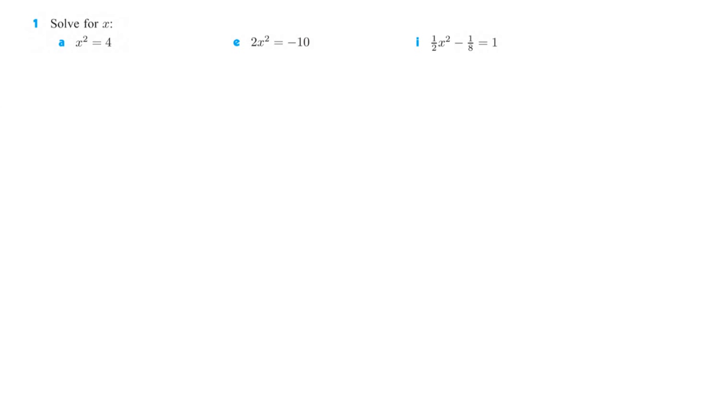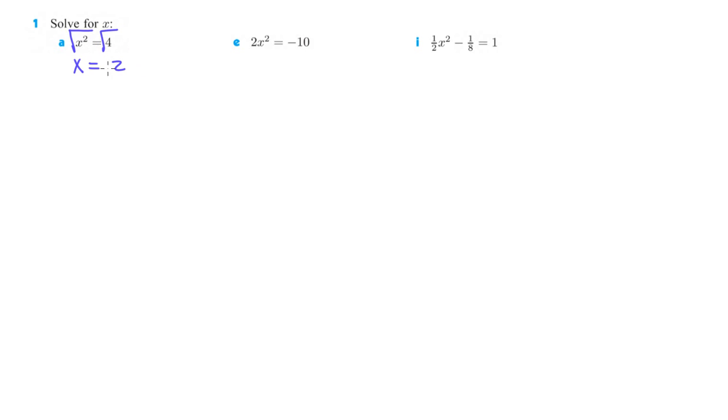I'm going to take you through some of the problems from the 4A assignment. All right, first one, number one, solve for x. So we want to get x all by itself, so we've got to get rid of that square. To undo the square, we square root both sides. So we end up getting x equals square root of 4 is 2.